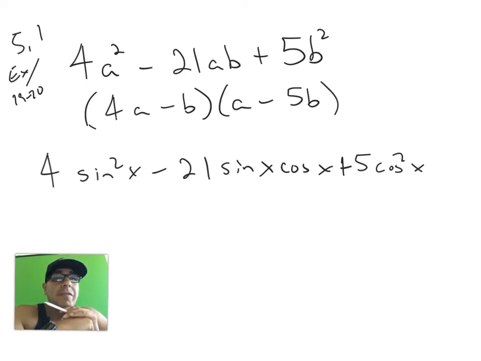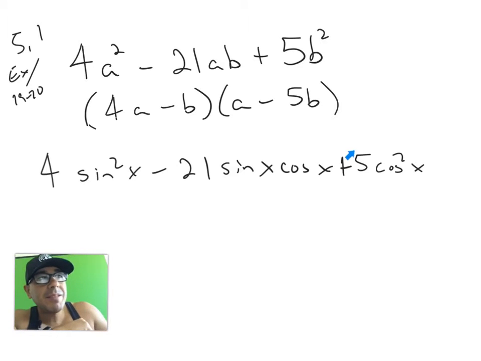What they started off with was they said first factor this. Going over our factoring skills, we know that 4a times a gives me 4a squared, and then negative b times negative 5b gives me positive 5b squared. And when you FOIL this, when you distribute everything, it gives you that middle term.